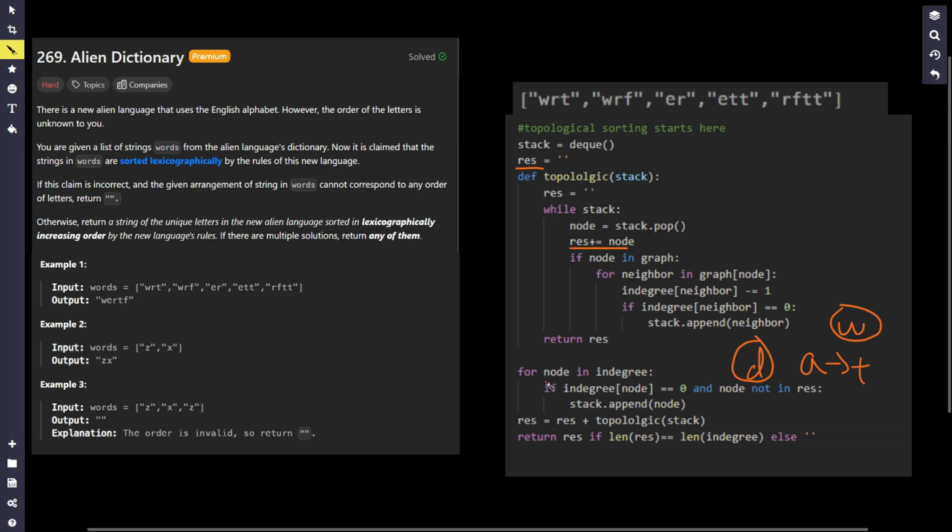So that's the reason I need to look through all the nodes in the in degree variable and find all the in degree 0 nodes. In the end, if the length of the result string is equal to the length of the in degree, that means the number of nodes we have, that means we already visited all the nodes and we can just return the result. Otherwise, that means there's a cycle and the topological sorting is missing some nodes. Therefore, we return the empty string.